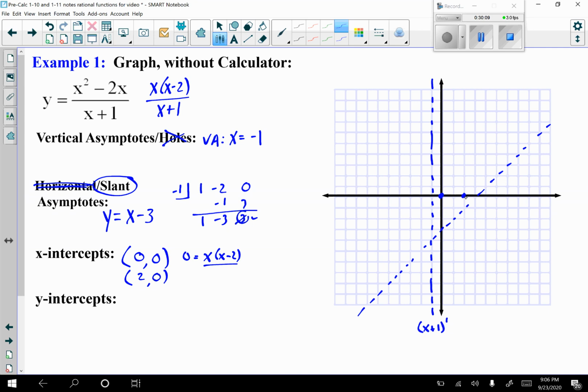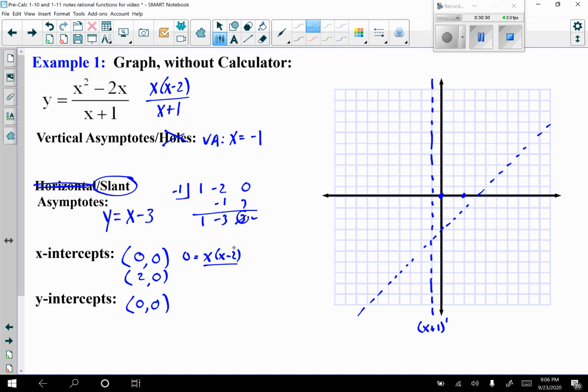Okay, that really helps me to find where this graph is. And the y-intercept, plug in 0 for x, and we have 0 on top over 1 is 0. That's same as 0, 0, same place. Doesn't really help us anymore. So we had two x-intercepts, no more, and that will help us with the graph.